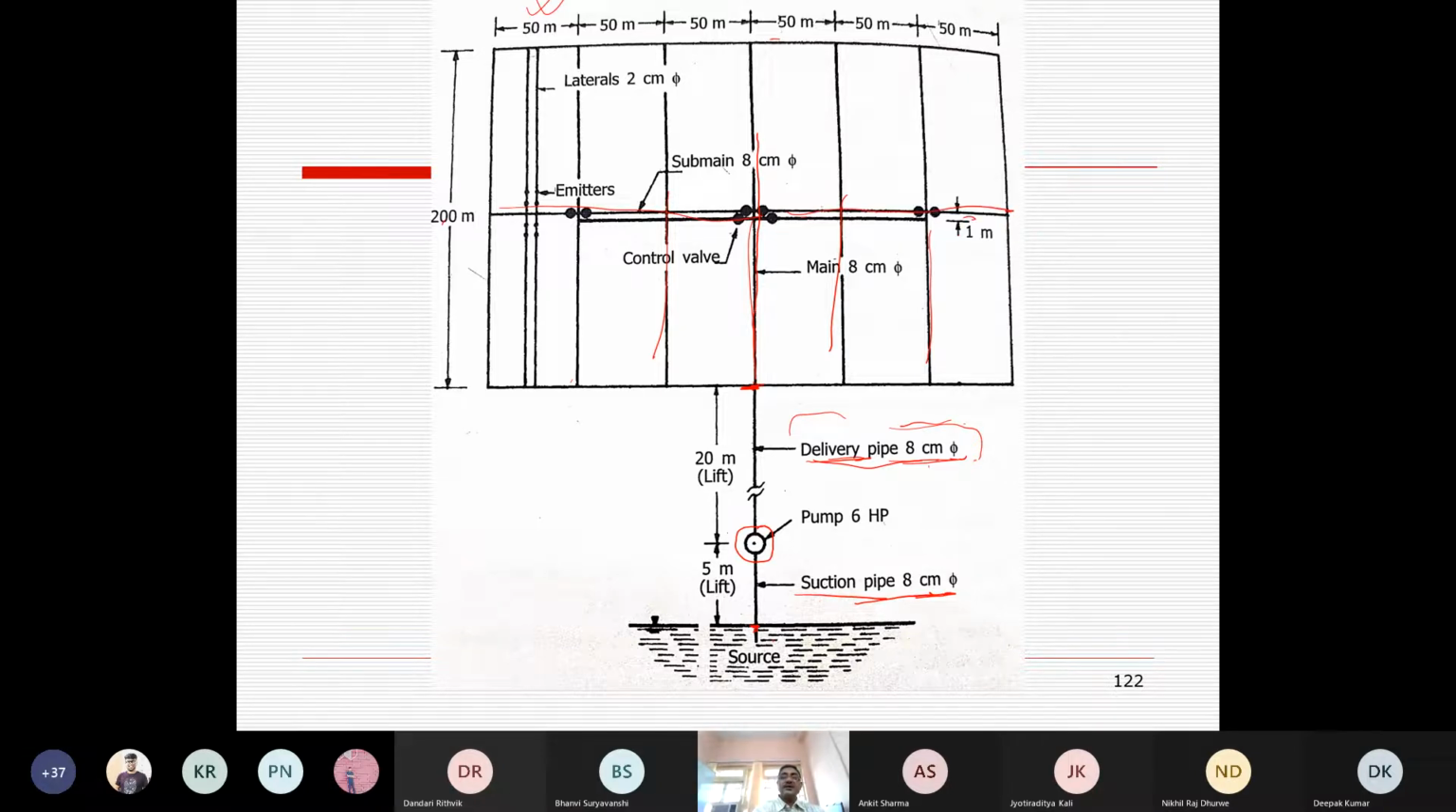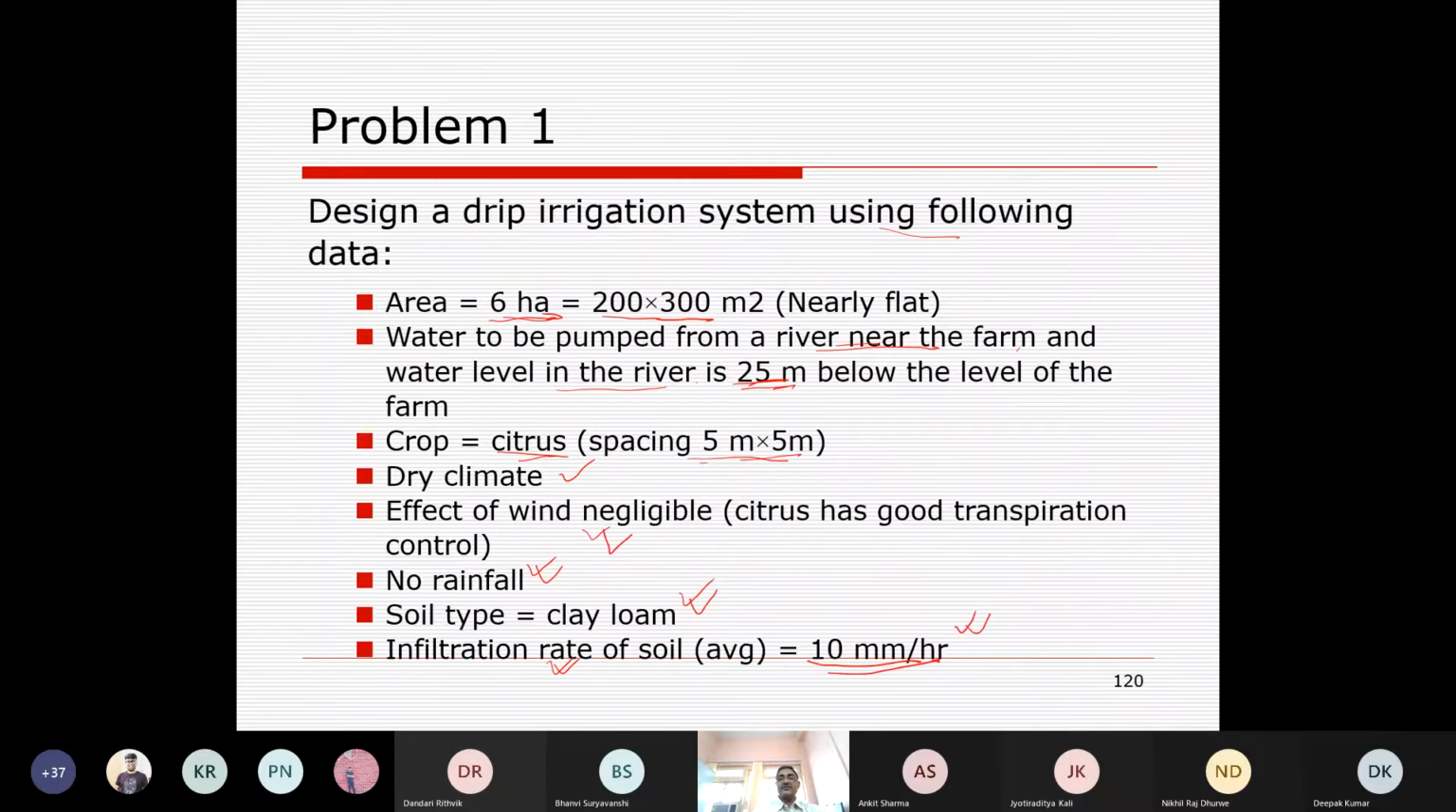And from lateral it is connected with sub main. Sorry, it is sub main. This is the main line. This is the sub main here. And then we have laterals here for every plant row. How many laterals, we will find out. And in each lateral, drippers are fitted through a dripper tubing, or maybe on the line itself. So this is basically the layout which we are going to understand from this problem.